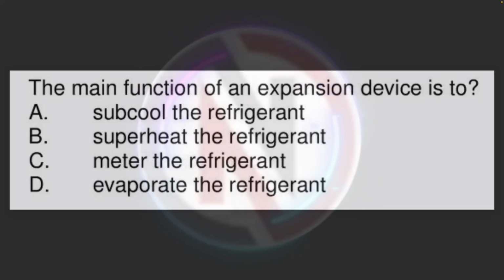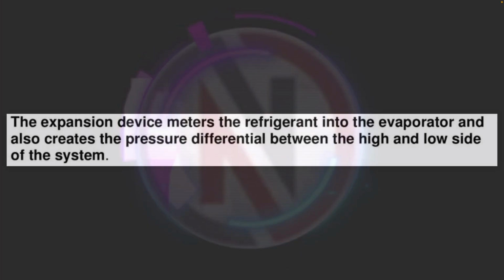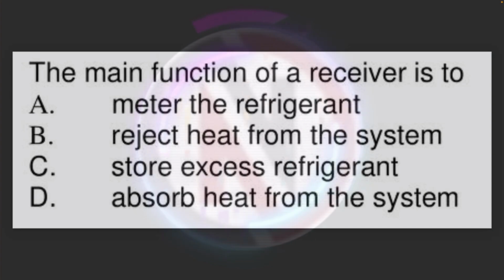The main function of an expansion device is to: A. Subcool the refrigerant. B. Superheat the refrigerant. C. Meter the refrigerant. D. Evaporate the refrigerant. C, meter the refrigerant. The expansion device meters the refrigerant into the evaporator, and also creates the pressure differential between the high and low side of the system.